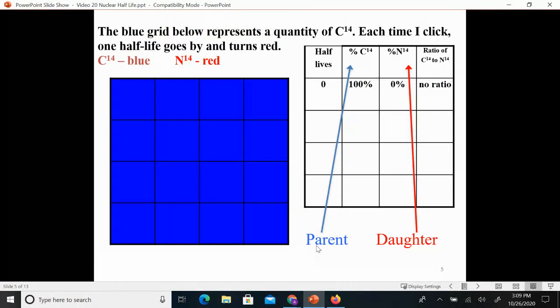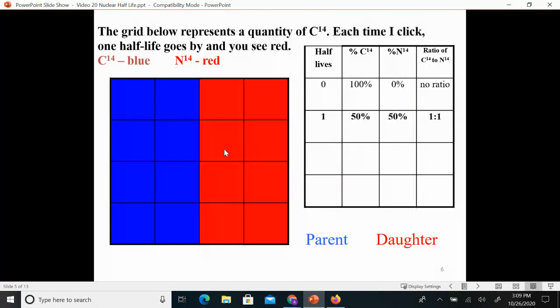So let's look at an example of how we would actually calculate percentages and things like that. So the blue in this case is going to be our parent material, meaning what we started with, and the red is going to be our daughter material, what we are ending with. So the blue in this case is carbon-14. It is decaying into nitrogen-14. So we start out with 0 half-lives. So at time 0, when that animal has first died, it is all carbon-14. So 100% of the carbon-14 that was in that animal is still there. After 1 half-life, it has decayed into 50% nitrogen-14. So now we're not carbon anymore. We have decayed into nitrogen.